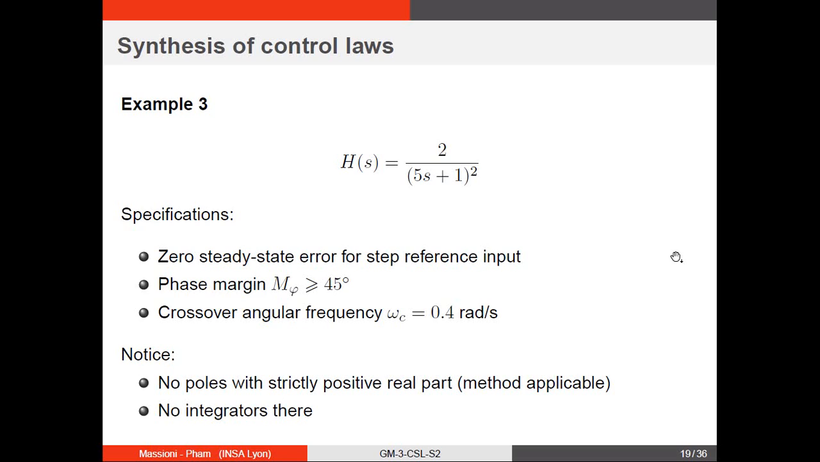A first part of the solution is to formalize these requirements, so you can try and do it yourself, otherwise it's coming up right now.